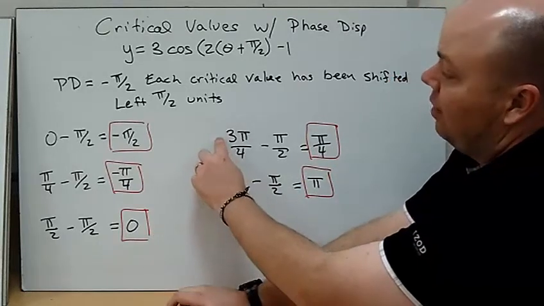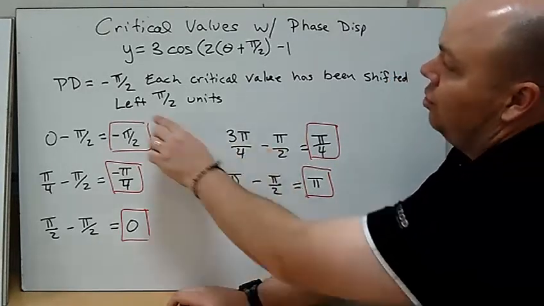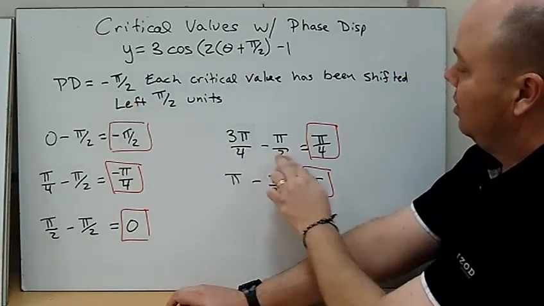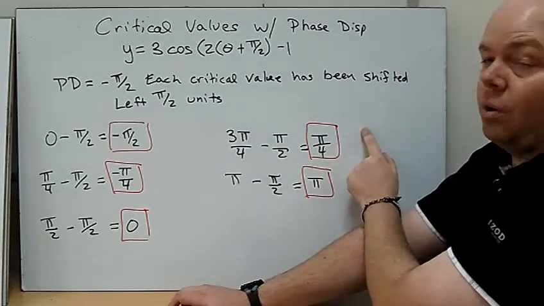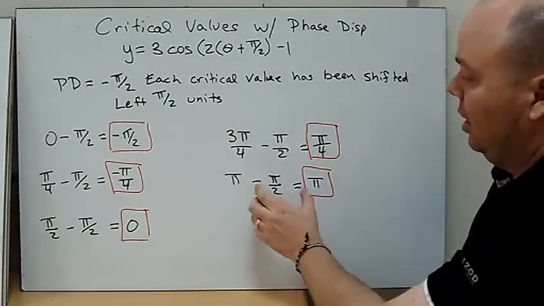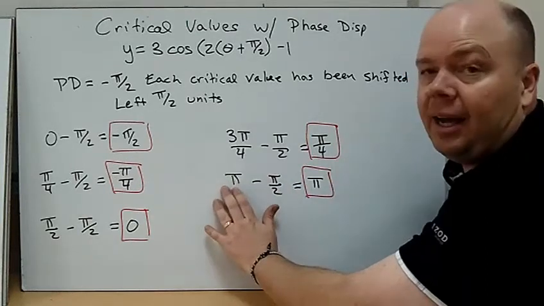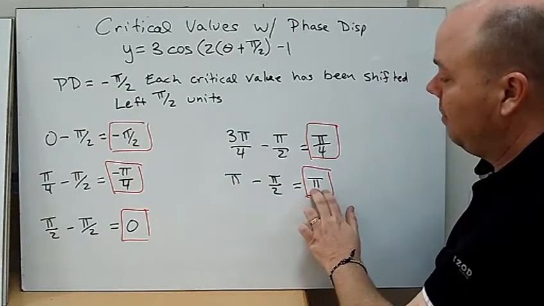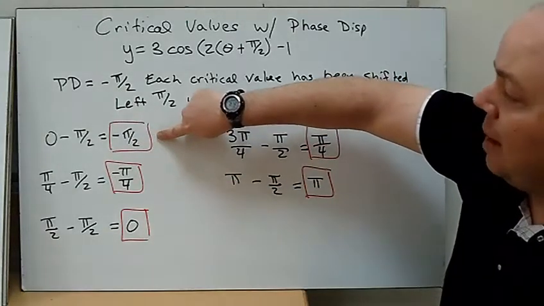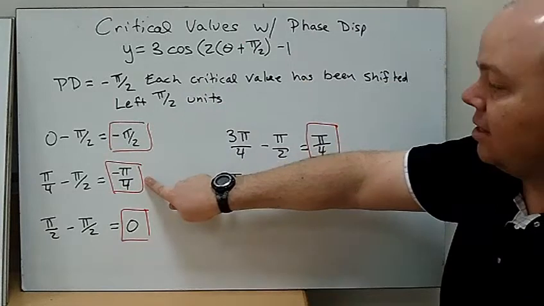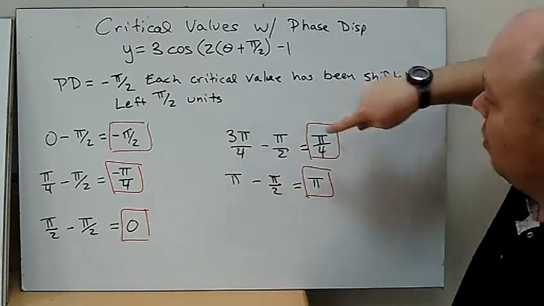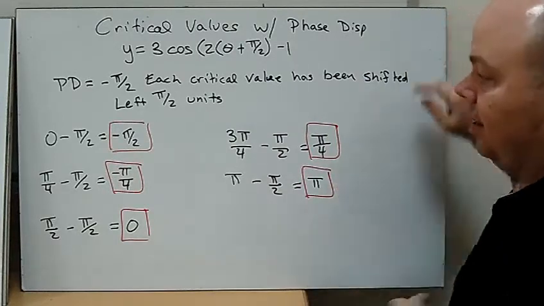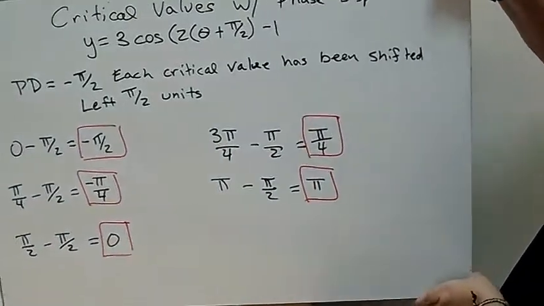And then the next critical value is 3 pi over 4, minus pi over 2. That shifts it to the left pi over 2 radians. So pi over 4. So now this is where it crosses the sinusoid axis again. And the last critical value was at pi. Subtract pi over 2, and that gives me a maximum at pi over 2. So it starts at maximum, crosses the sinusoid axis, minimum, crosses the sinusoid axis going up, and maximum again. So now I have enough information to graph the whole function.